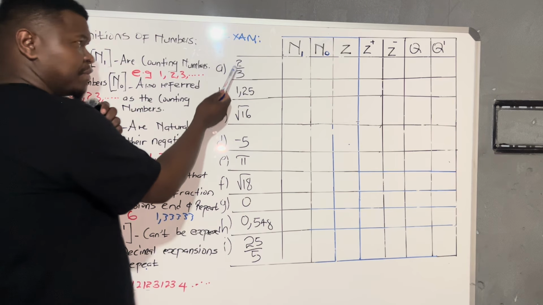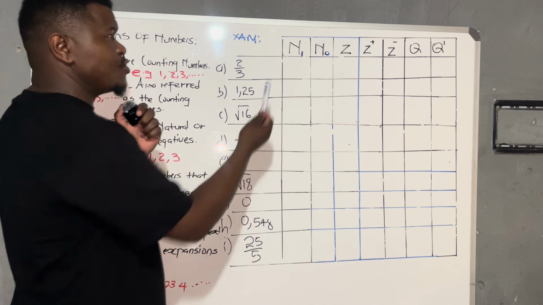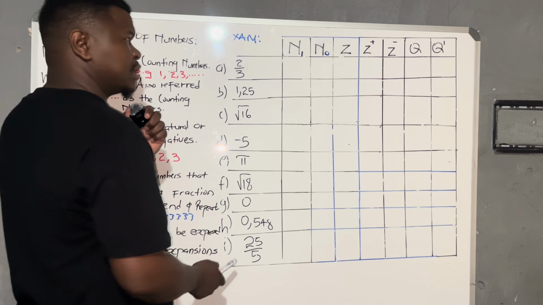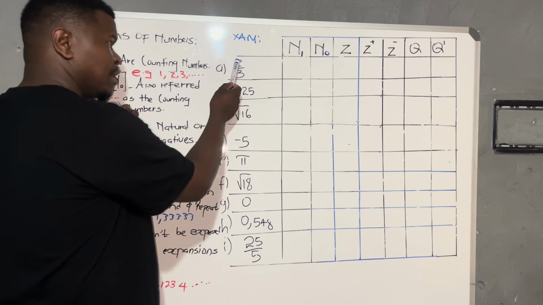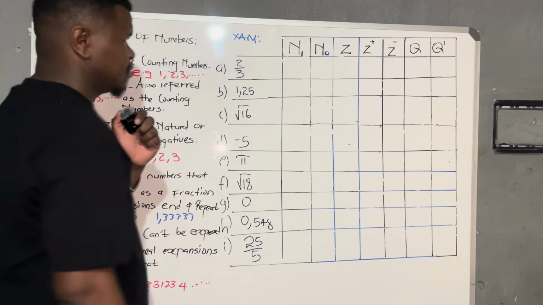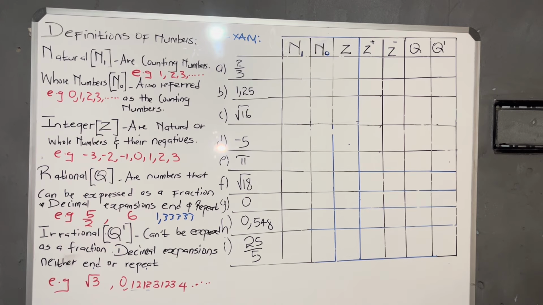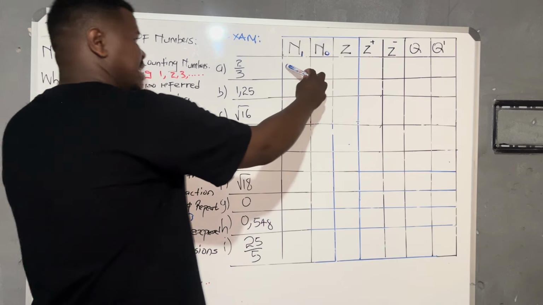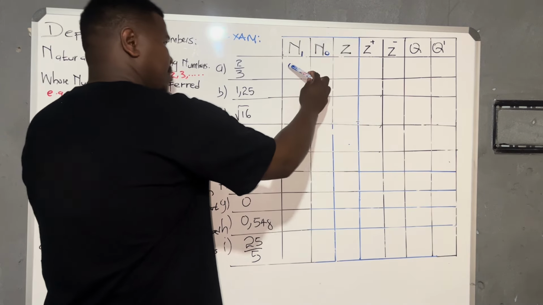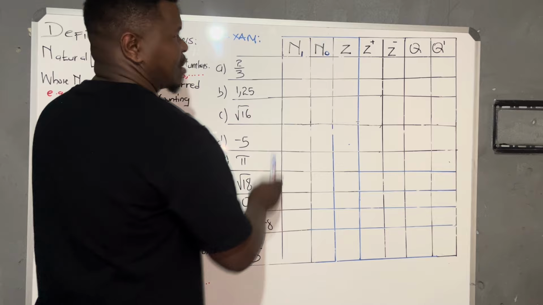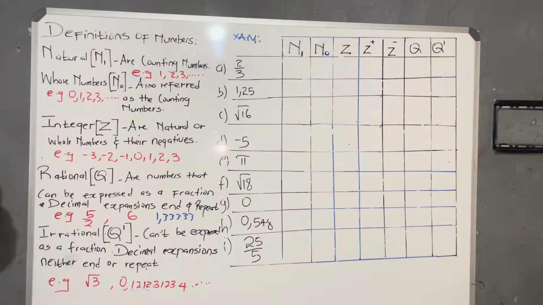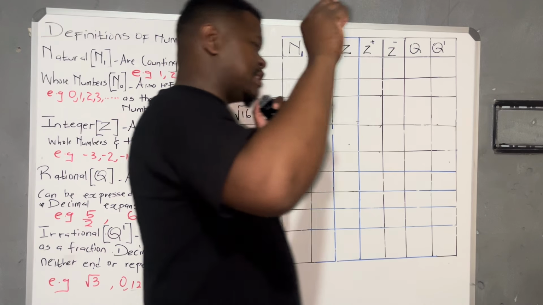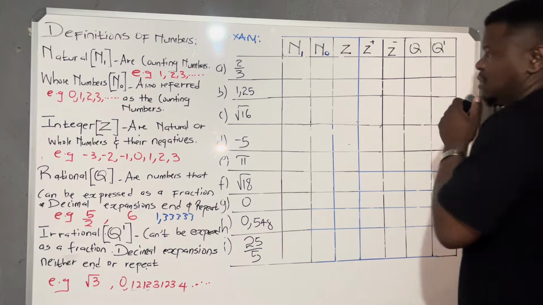are we using a fraction for counting? Because now you know N1 is for counting. Are you using a fraction like this to count? Have you done that before? If you find that the answer is no, you know for a fact that you cannot tick that this is part of the natural numbers. Instead, you rather cross. But in most cases, they just want you to tick the relevant answers only.